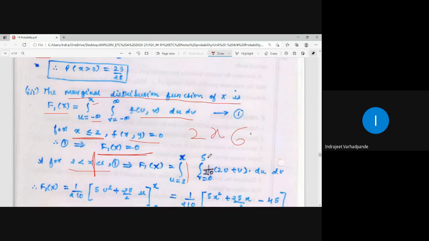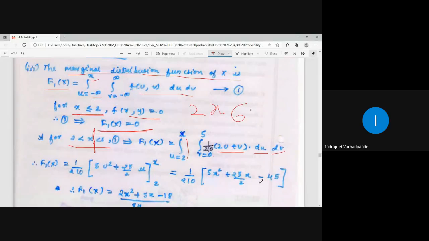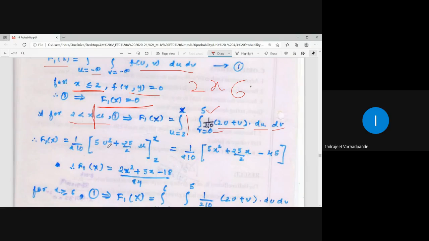For v, that is y, we have to take the limit 0 to 5, and function will be 1 upon 210 2u plus v du dv. What did I say? First you integrate either with respect to v, put the limit, and then with respect to x. So first what I have done here is integration with respect to v. So 2u into v plus v square by 2, put the limit 5 and 0, and we get the answer. Now integrate that with respect to u, then the answer will be 5u square plus 25 by 2u and put the limit 2 to x.